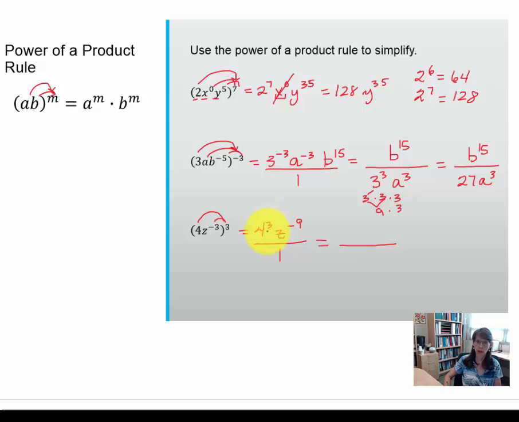4 cubed is okay in the numerator. Remember, this means 4 times 4 times 4. So 16 times 4 is 64. But the base of z needs to shift into the denominator as z to the positive 9. And that's all we need to do for that one.